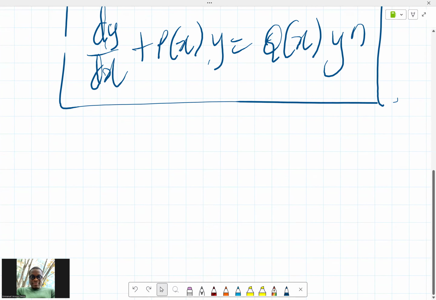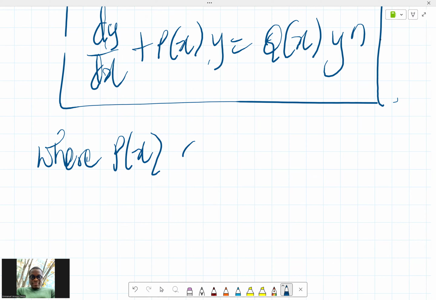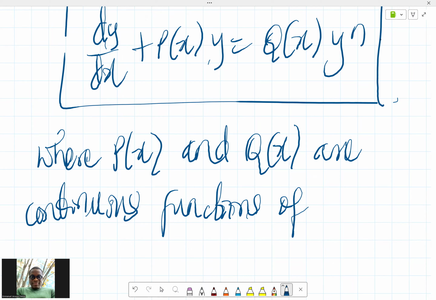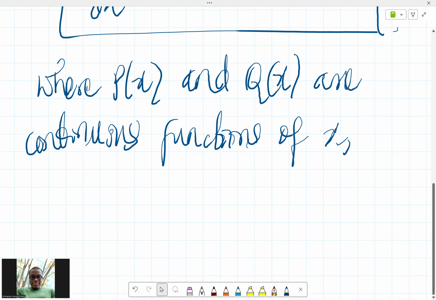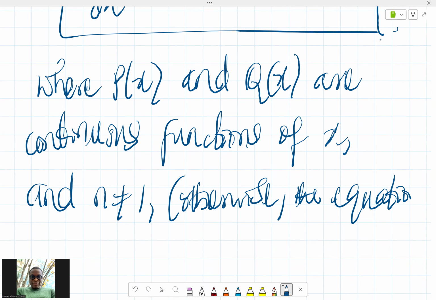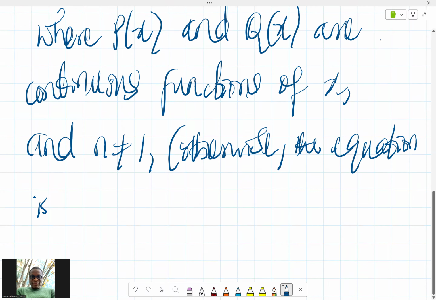So here, p of x and q of x are continuous functions of x. And n is not equal to 1, because if n is equal to 1, the equation would be linear. Otherwise, the equation is non-linear. So Bernoulli is non-linear, so n has to be 2 upwards.